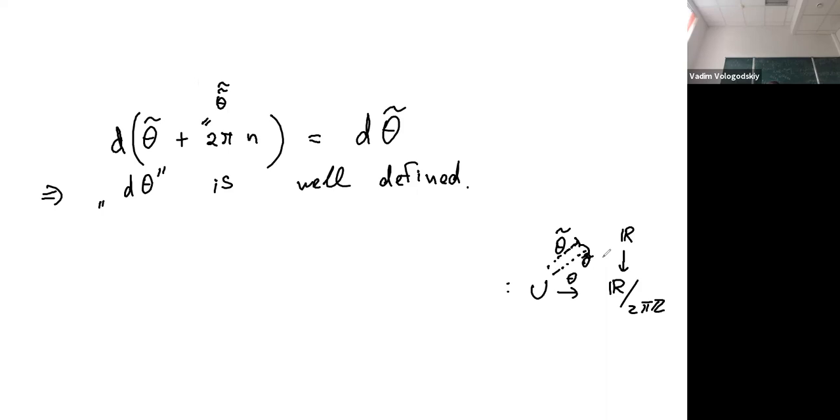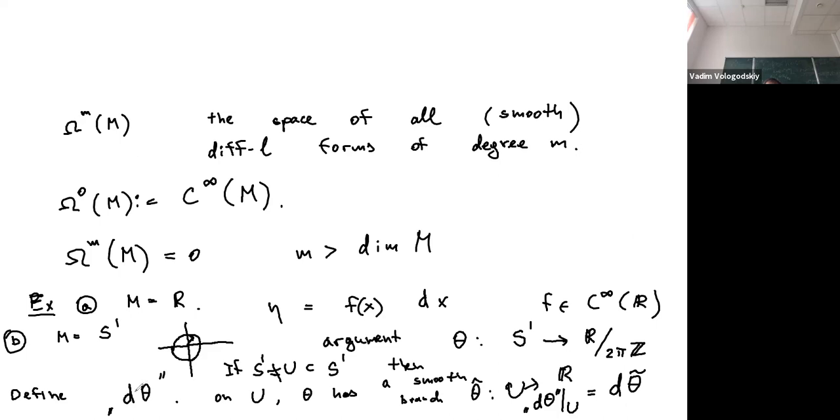Great. So this is how the differential one form is defined. Notice that locally, this d theta can be written as the differential of a function, namely of this function. But you cannot write it globally as the differential of a function. We will give a rigorous proof later.